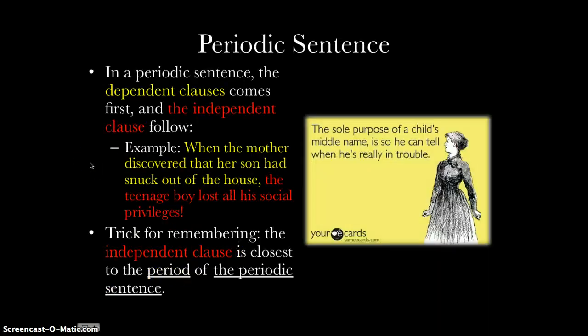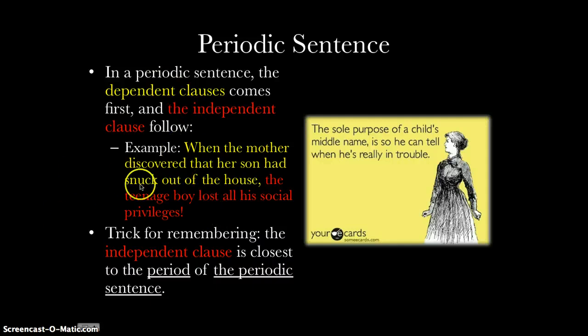All right, next one. Periodic sentence. It's just the reverse. The way I like to remember it right down here is, in a periodic sentence, the independent clause is next to the period. So wherever you see the dependent clause end and the independent begin, that's what's going to be your periodic sentence. Looking at this example: when the mother had discovered that her son had snuck out of the house, the teenage boy lost all his social privileges.